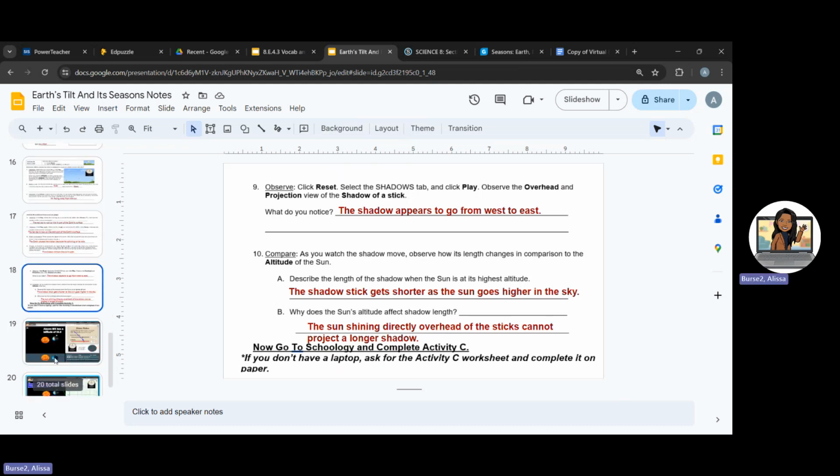So then this next part is for you to go to Schoology and complete Activity C. If you don't have a laptop, do your Activity C on your worksheet that you can get. It was already printed out, but complete it on paper and turn that in for a major grade.